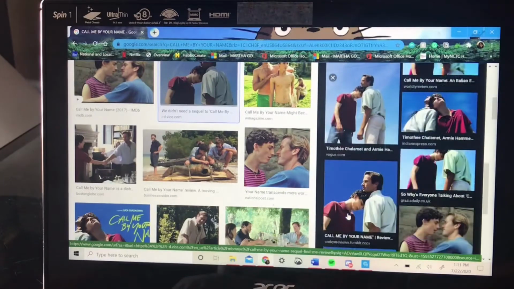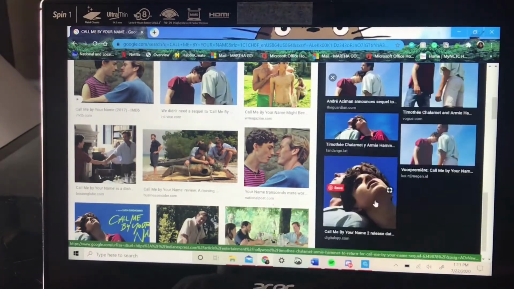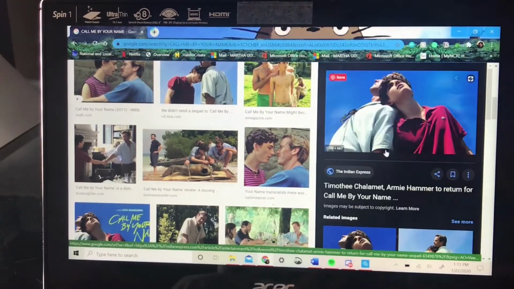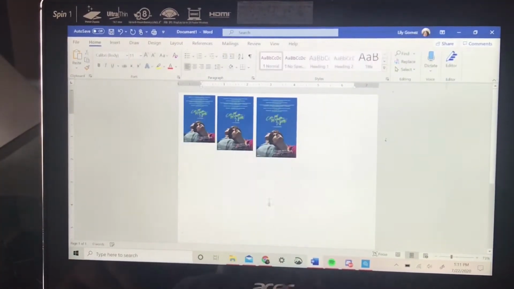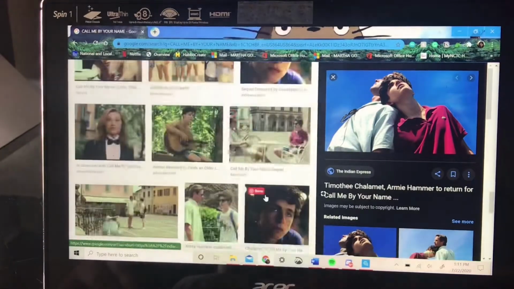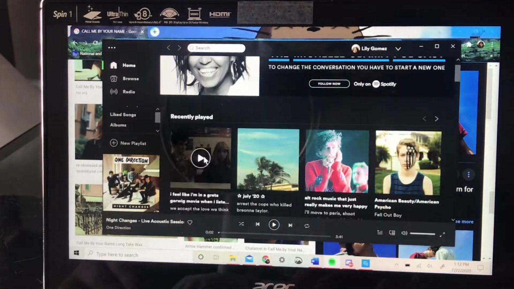The second picture I try to find is one where 2 of the main characters are in together. Like, I wanted to use this one with Elio and Oliver, but then I realized it is the exact same picture on the movie poster, so I'm not going to use that.